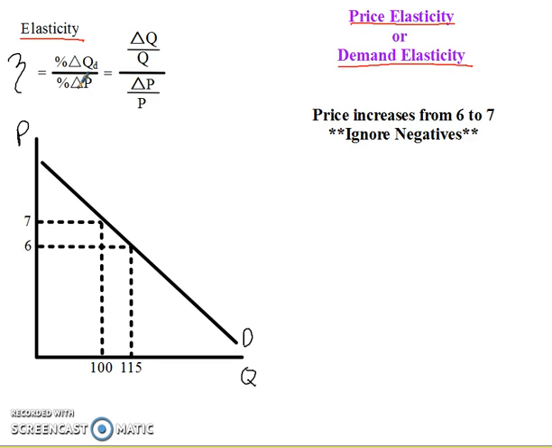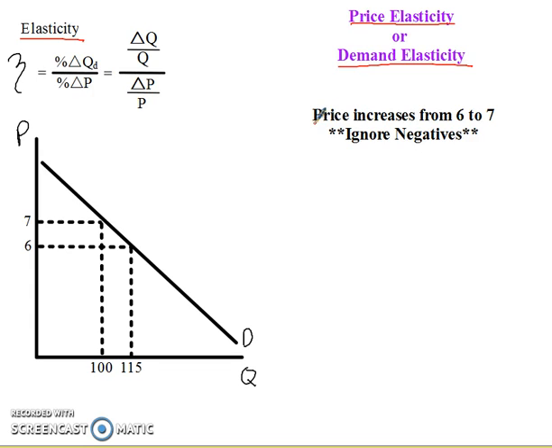Now let's rewrite our formula just a little bit. We can rewrite our formula like this. Percent change in quantity is calculated by taking the change in the quantity divided by the starting quantity. Percent change in price is calculated by taking the change in price divided by the starting price. So let's just go ahead and do the calculation, and then I think you'll see what I mean.